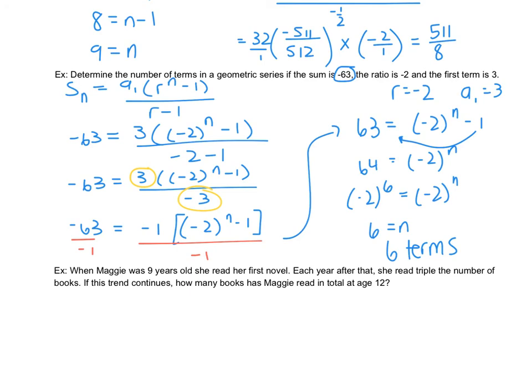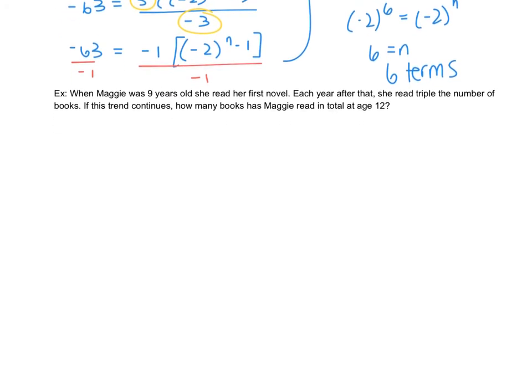And finally, our last example is going to be a word problem. So when Maggie was 9 years old, she read her first novel. Each year after that, she read triple the number of books. If this trend continues, how many books has Maggie read in total at the age of 12? So notice it says how many books she read in total, which gives us the clue that we are doing a series here. So we know that when she was 9, she read her first book. So let's say that's 1. And then after that, it triples. So times 3 is 3, times 3 is 9, times 3 is 27, and so on.